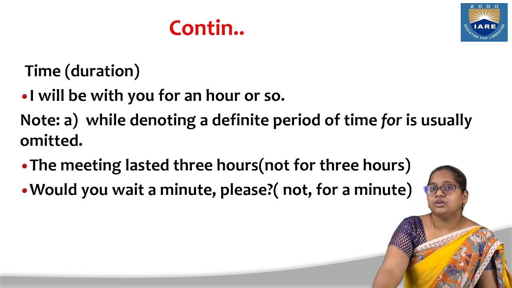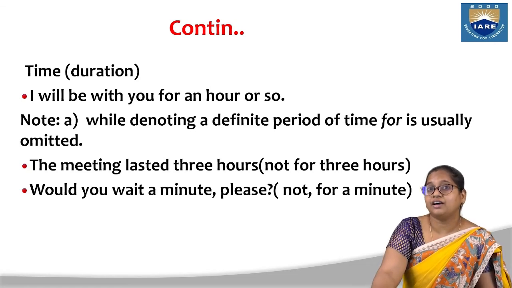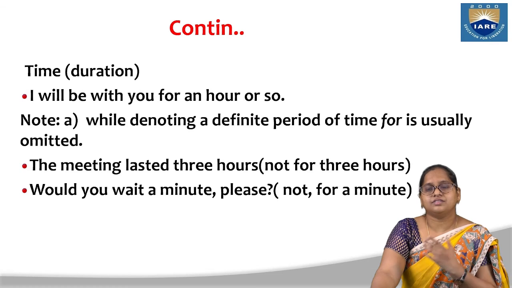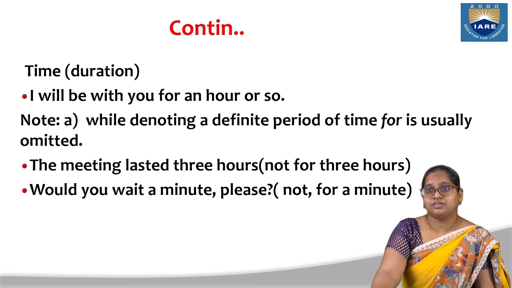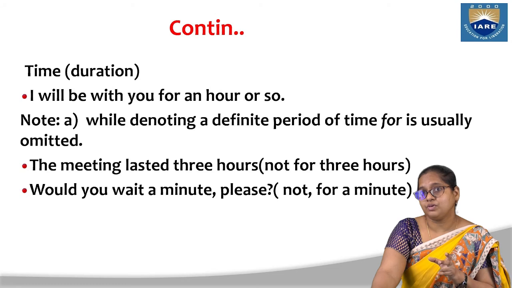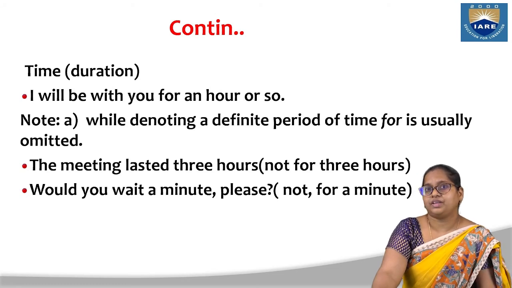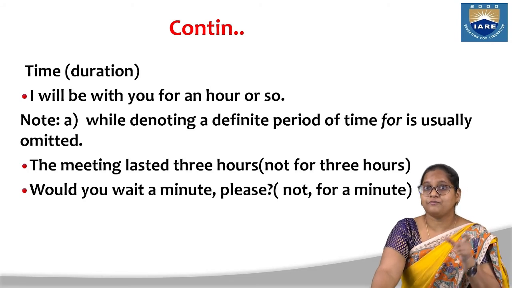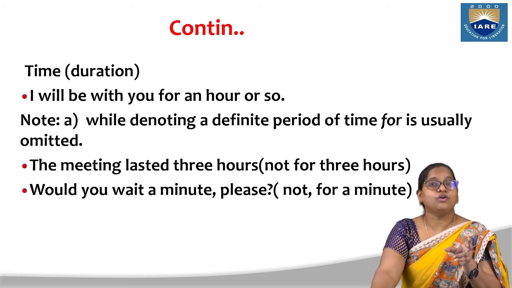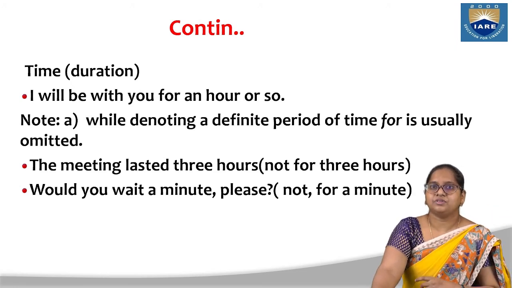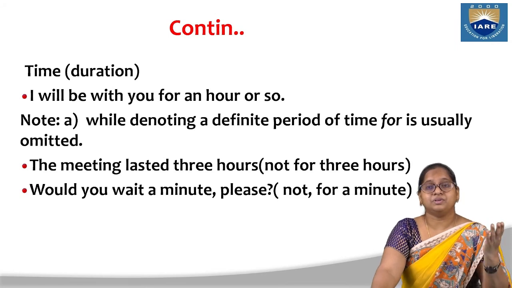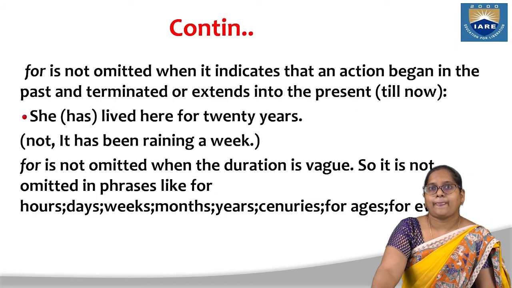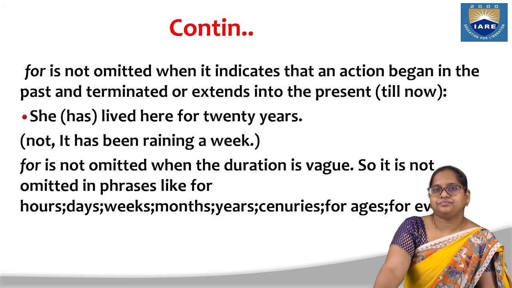When you refer to time, you can use this: I will be with you for an hour. These are the examples. Would you wait a minute, please? Not for a minute. When a particular time is mentioned, you can say, would you wait a minute? The meeting lasted 3 hours, not for 3 hours, because it is a specific time. When a specific or definite period of time is mentioned, then for is usually omitted. That means, she waited a minute. The meeting lasted 5 hours. So these are all examples.